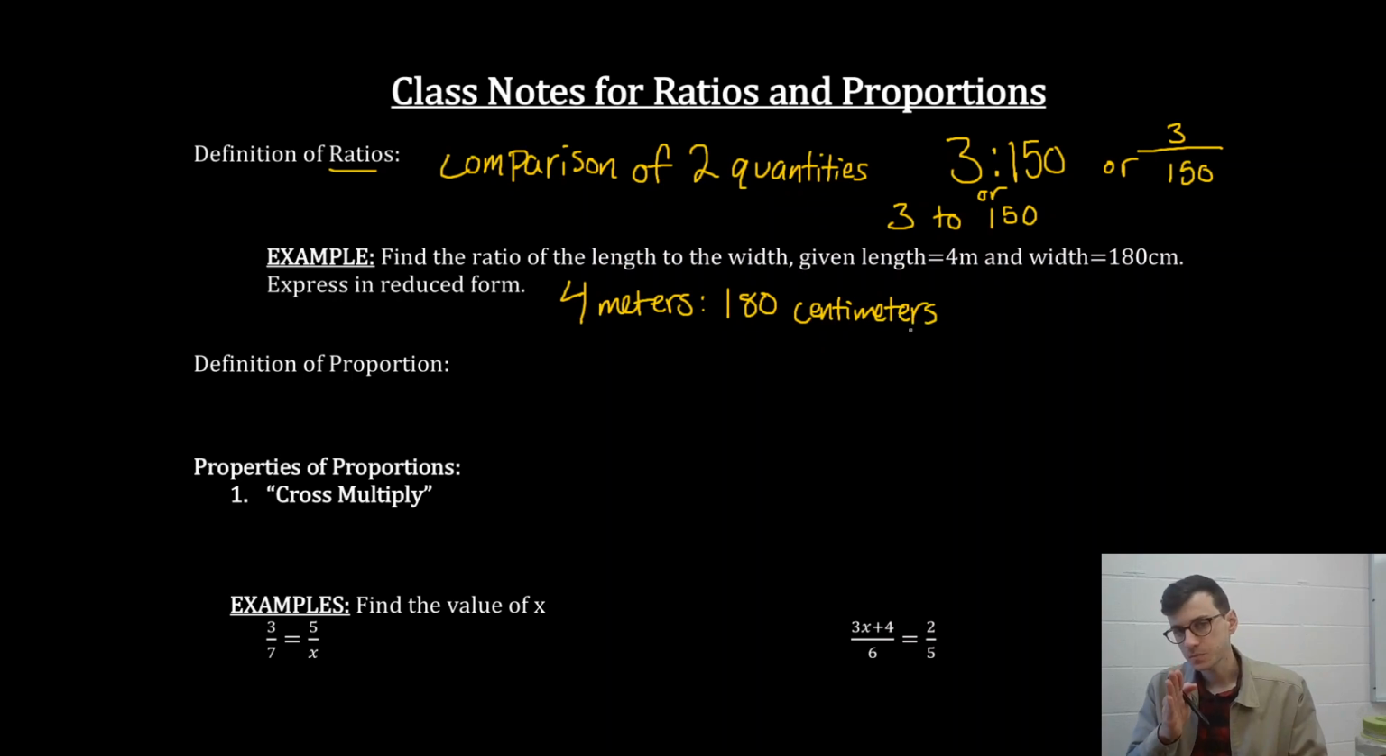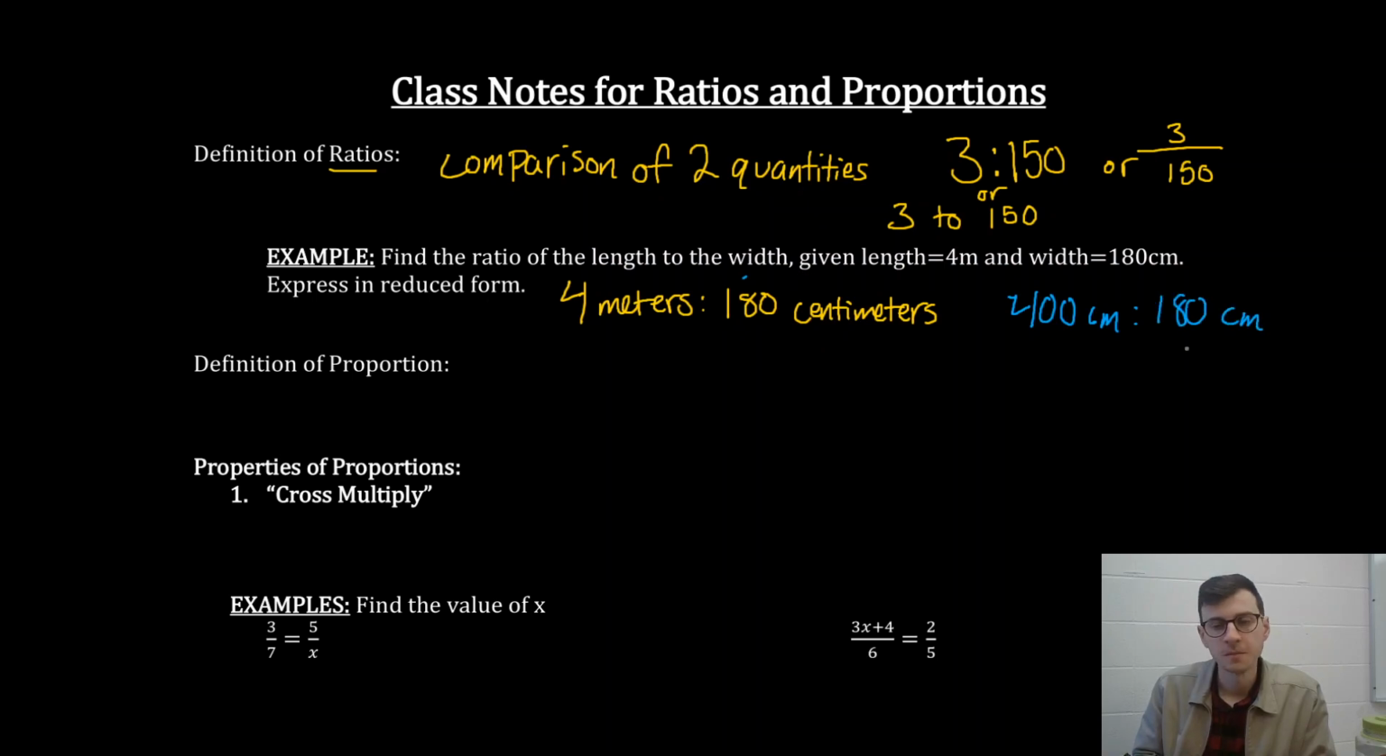Now, when I'm looking at this, part of it's just because we don't use meters and centimeters together a lot, but that doesn't give me a clear idea of the actual comparison. So let's see if we can simplify here. 4 meters to 180 centimeters. 4 meters is the same as 400 centimeters, right? So that same ratio would be 400 centimeters to 180 centimeters.